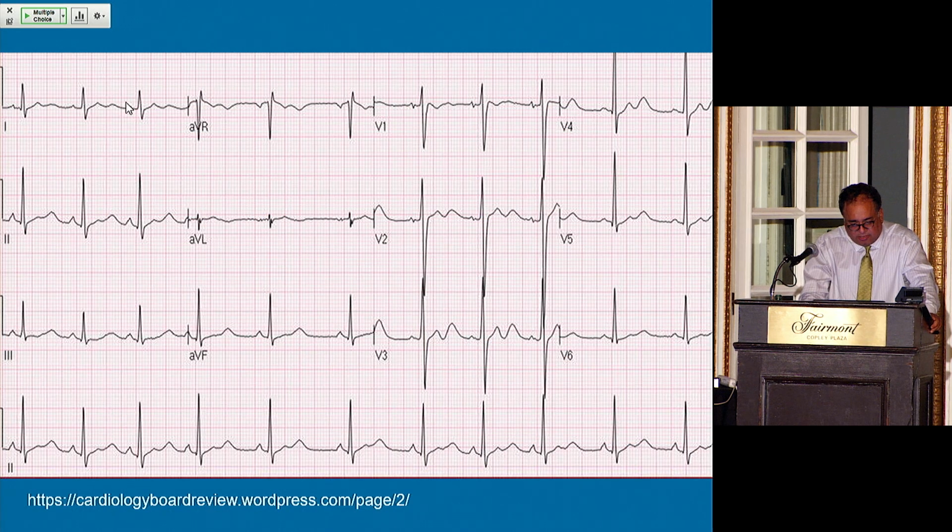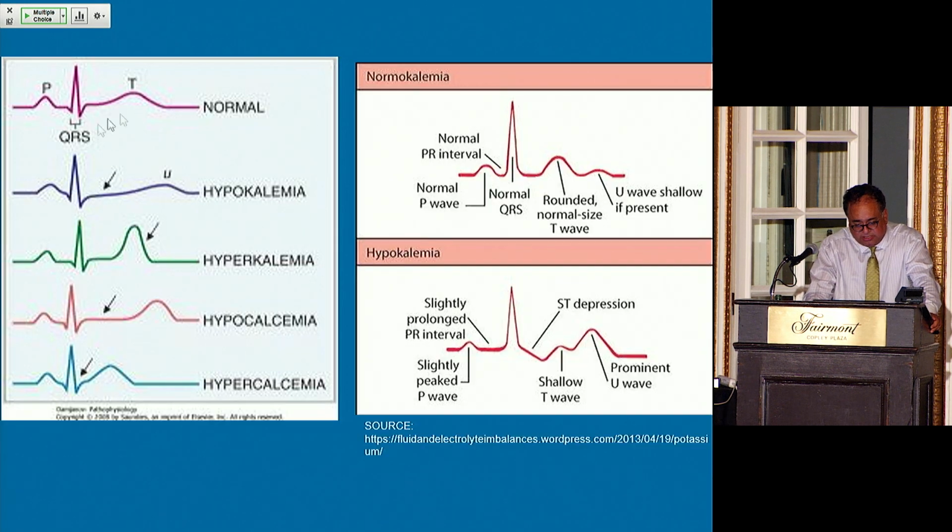This is the electrocardiogram, and here you see the abnormality. This is a U wave. This is a U wave, and this is asked in board review questions all the time. Here, I took it from the cardiology board review section on the internet, but this is a U wave. This just shows you the different changes. This is P, QRS, and T with a normal tracing.